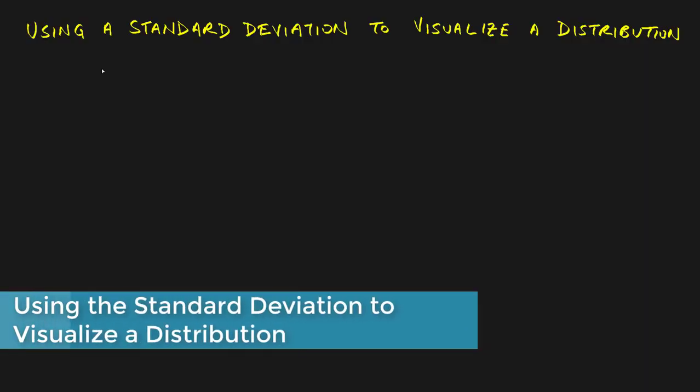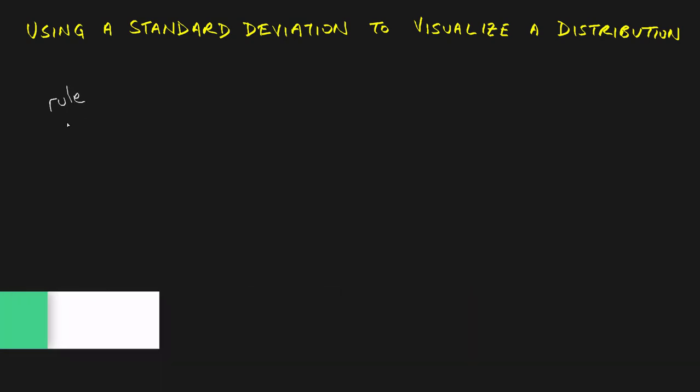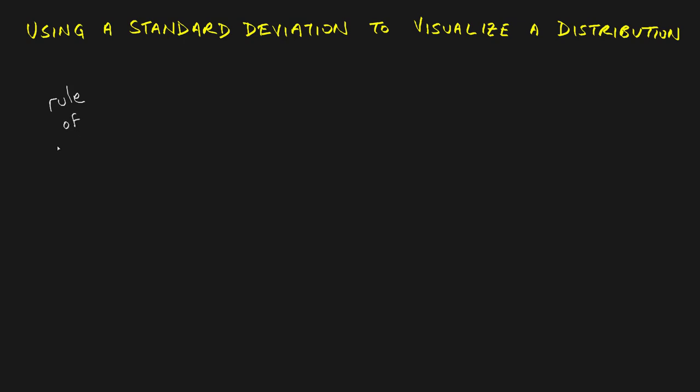There is a rule of thumb, and it's only that. It's not a hard, fast rule. This is not like some law of statistics. It's just a rule of thumb, at least for now. There will be something that happens later on that makes this more of a rigid law. But for now, it's a rule of thumb that helps us use a standard deviation to visualize a distribution.